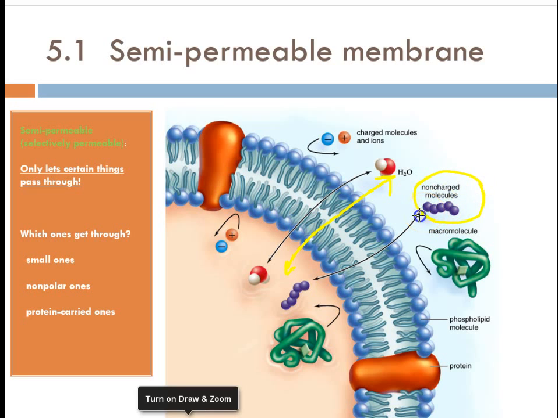The next thing that can go through are small non-charged molecules. Non-charged molecules can go across the membrane as well, as long as they're really small and have no charge on them. Glucose and things like that can.